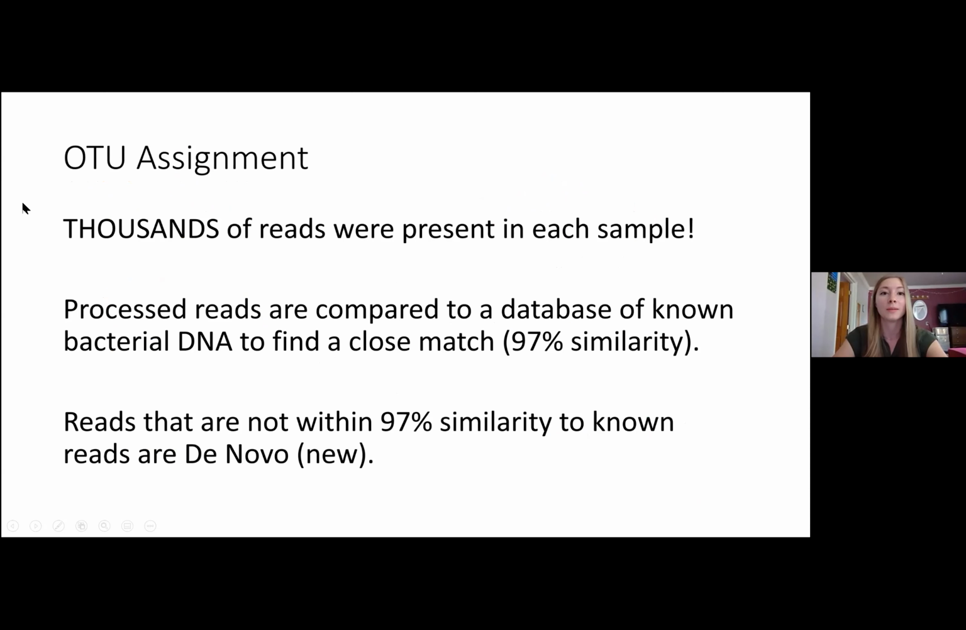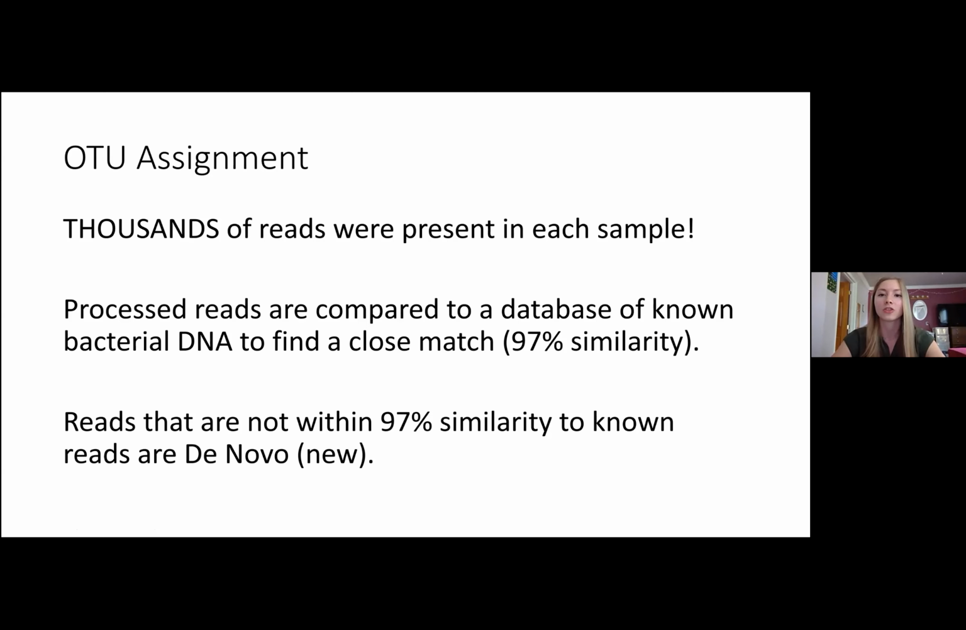It's incredible the number of reads that are present in each sample, which can range up to thousands of reads. Once we have our OTUs assigned, we then compare them to a database of known bacterial DNA to find a close match. If these reads are within 97% similarity of a string that we know, we can identify the taxonomy that that read represents.